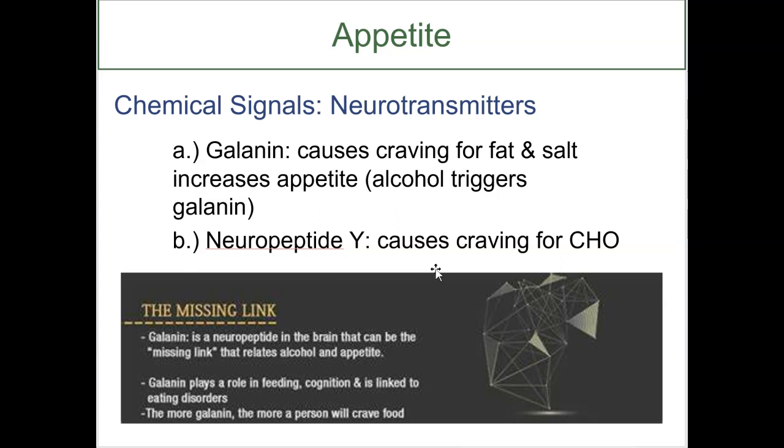Whereas neuropeptide Y is going to make you crave carbs. And stress can increase levels of neuropeptide Y, and it also goes up in the morning. Now, just a real quick review. Remember that it's the hypothalamus that is your appetite center. So these neurotransmitters are affecting neurons in your hypothalamus.